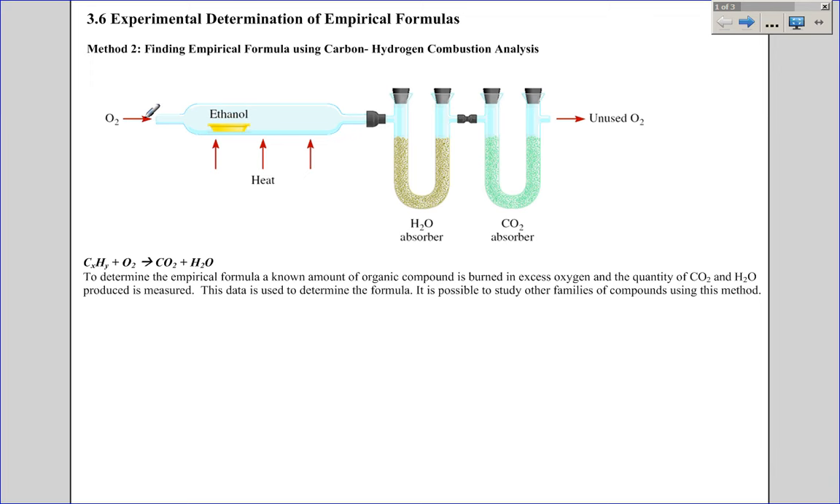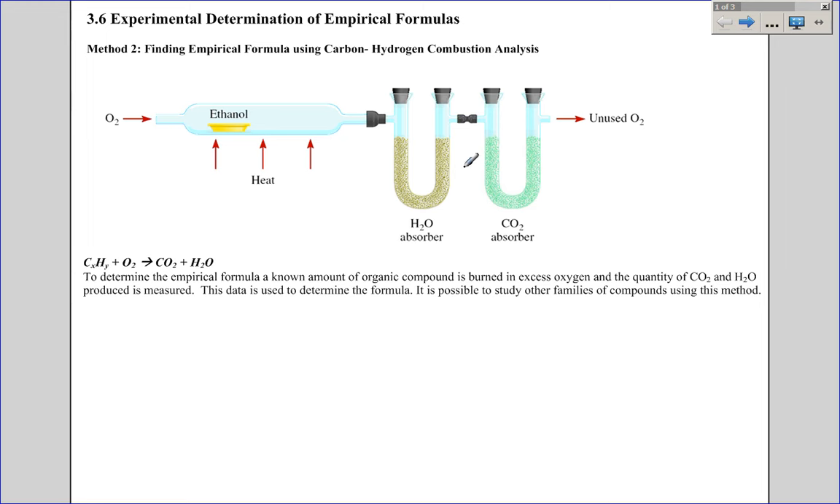by reaction with oxygen. And as you know, when a hydrocarbon is combusted, it produces carbon dioxide and water. So the gases that are produced from the reaction pass through this tube, and the water that's among those gases will be absorbed by a water absorber. So that would be some kind of an anhydrous salt that absorbs water. The carbon dioxide would continue on and be absorbed in the carbon dioxide absorber.